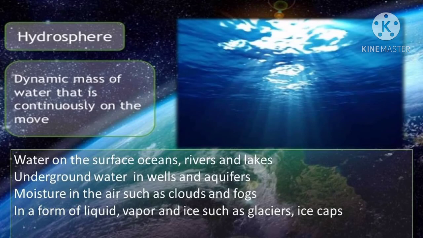The second is the hydrosphere. It is a dynamic mass of water that is continuously on the move. It includes the water on the surface of oceans, rivers, and lakes, the underground water in wells and aquifers, the moisture in the air such as clouds and fogs, and any form of frozen water such as ice, glaciers, and ice caps.